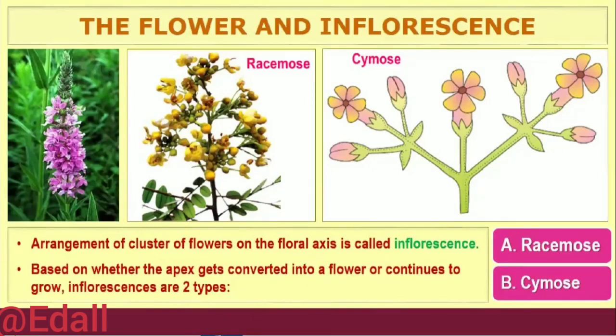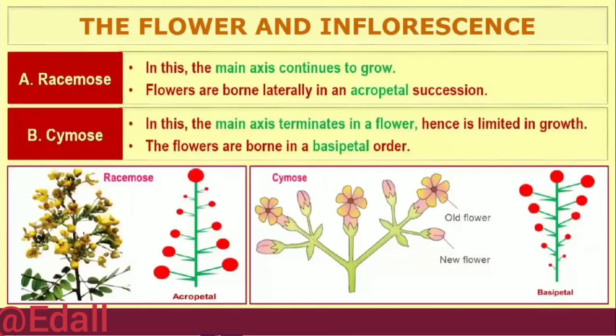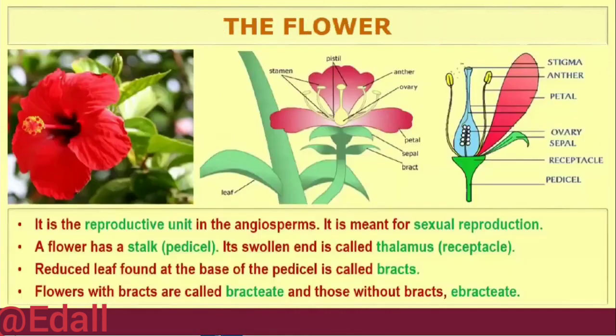Depending on whether the apex gets converted into a flower or continues to grow, two major types of inflorescences are defined, racemose and cymose. In racemose type of inflorescences, the main axis continues to grow, and the flowers are borne laterally in acropetal succession. In cymose type of inflorescence, the main axis terminates in a flower, hence is limited in growth. The flowers are borne in a basipetal order.